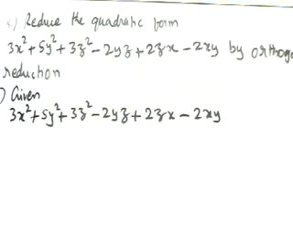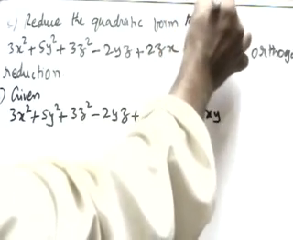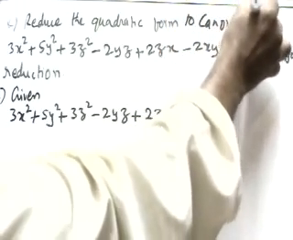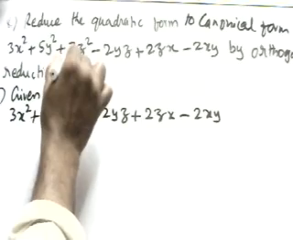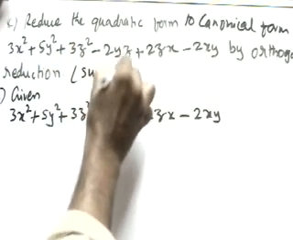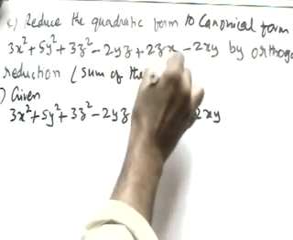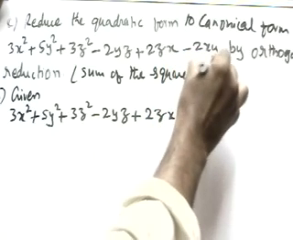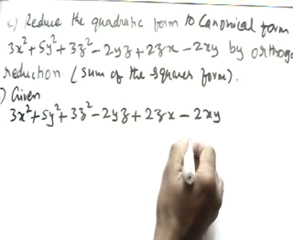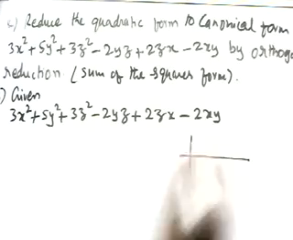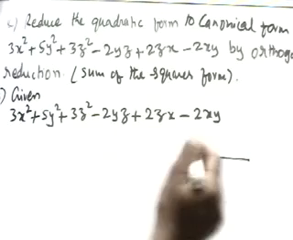Now see the question. Reduce the quadratic form to canonical form by orthogonal reduction method. We also call this the sum of the squares form. The sum of the squares form is the same, that is, canonical form. So let me change this into a matrix. We already know this method. We discussed this in the previous class.